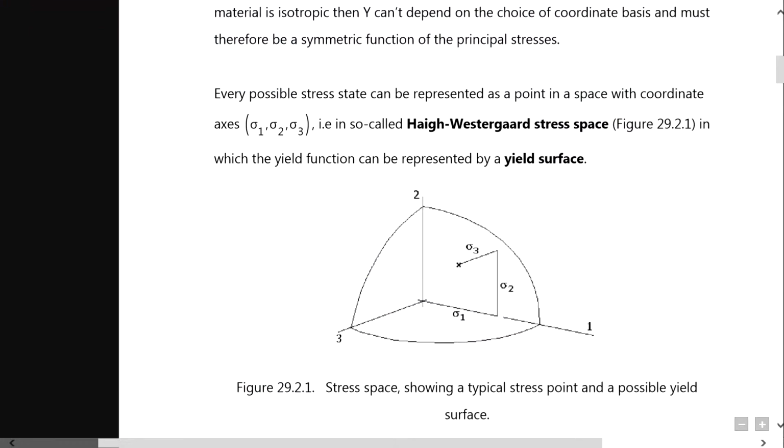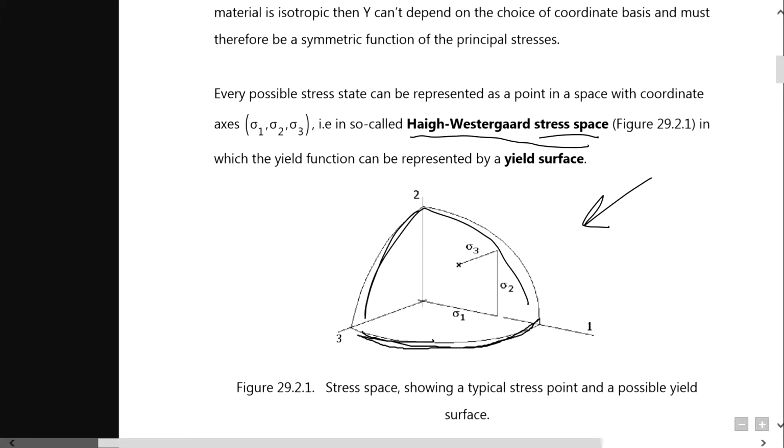In your chapter 29 textbook, the first few pages talk about the Westergaard stress space. So this stress space is the space that we have been drawing over here. Alright, this is the space that he indicates. Anything larger than this space will be yielding; that yielding will occur. Okay, that is the criterion that he wants to say.